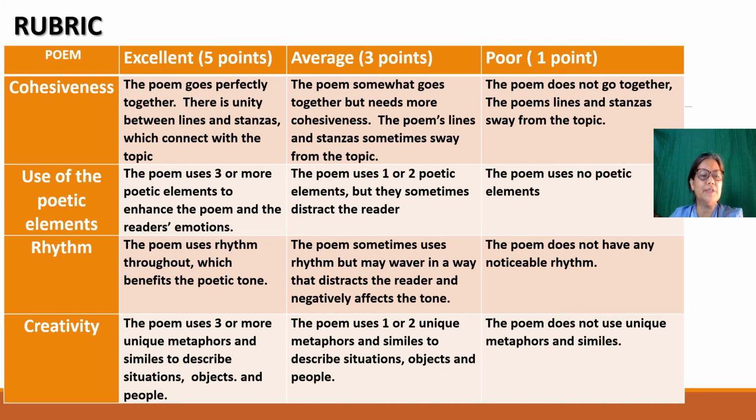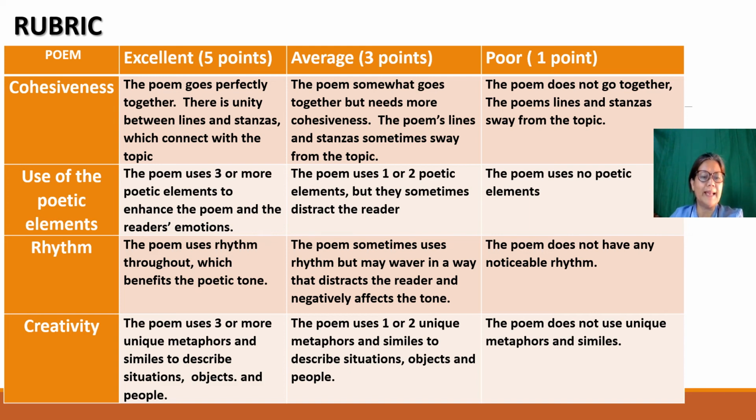How about for the use of the poetic elements? Excellent. The poem uses 3 or more poetic elements to enhance the poem and the reader's emotion. Average, the poem uses 1 or 2 poetic elements, but they sometimes distract the reader. Poor, the poem uses no poetic elements.